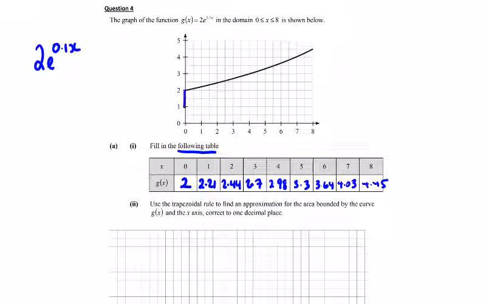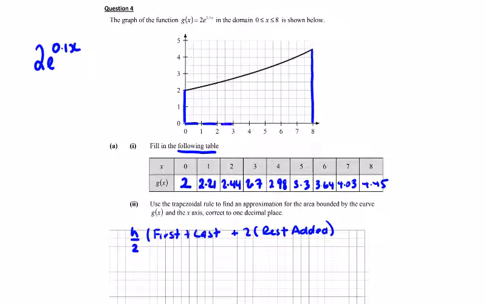Now the trapezoidal rule: h over 2, first plus last, plus twice the rest added together. That's the way I try to remember it, so we don't have to go to the tables. So h is the gap here. They're all 1s, they'll always be the same. So we have 1 over 2. The first height is 2 from 0. The last height is 4.45. And twice the rest added together.